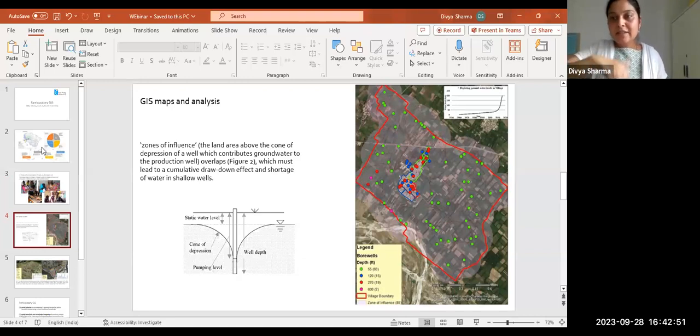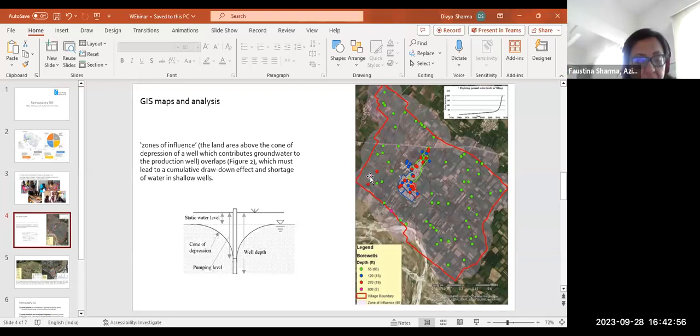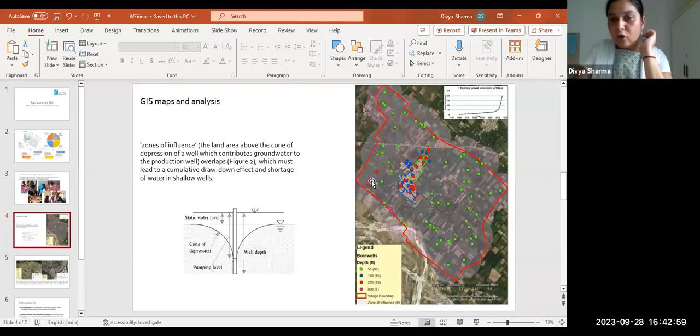But after doing this kind of exercise, they understood that if you see this, I don't know if my pointer is working, but there is a pink dot, which is actually 600 feet. And you can see the larger wells around it. That means it was creating a drawdown effect. And how it was affecting the other community members was that if you have a deeper well, then you have to have a pump which has higher efficiency to draw your water, and those submersible pumps cost more. So that was happening around it.